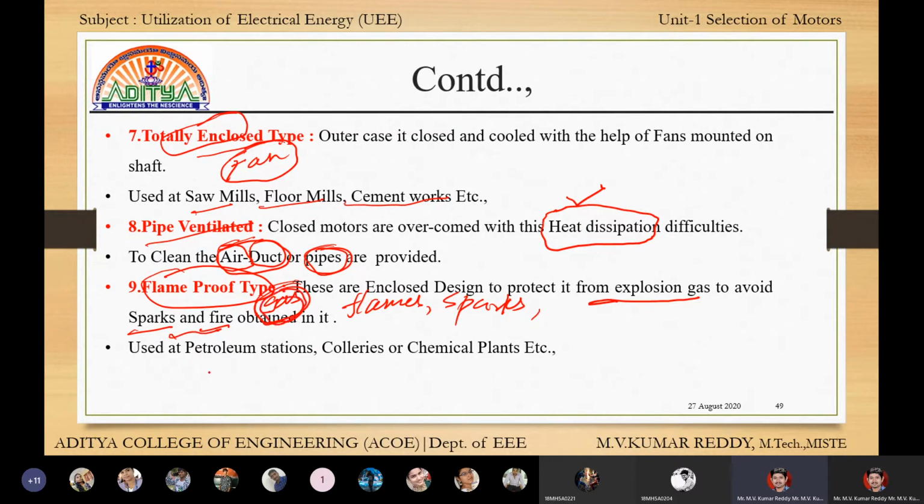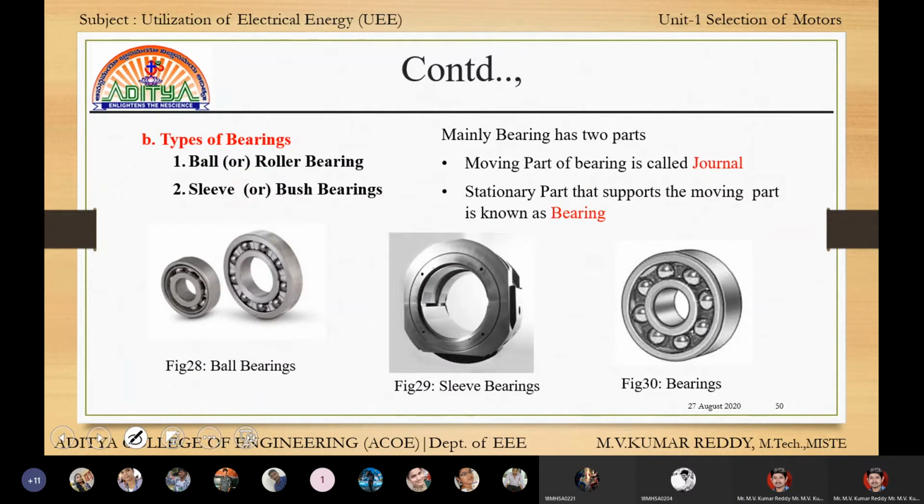These are used at petroleum stations, collieries, and chemical plants. Next, types of bearings. There are two types of bearings: ball bearings and sleeve bearings.